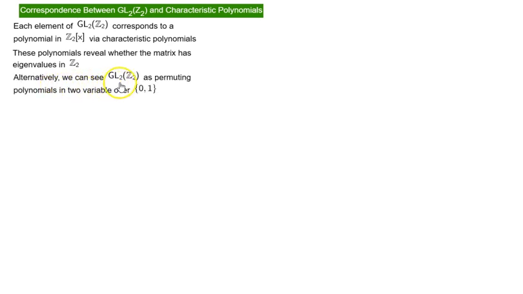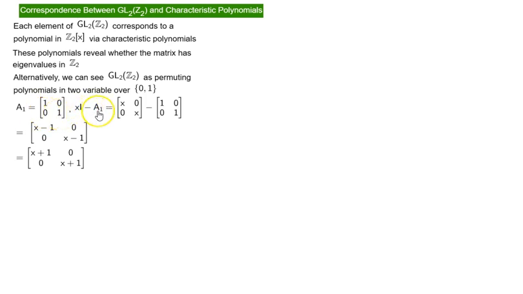Alternatively, we can see GL2 Z2 as permuting polynomials in two variables over 0, 1. So what this means, let's try to understand this. Now, in the previous session, we have already seen what the various invertible matrices over 0, 1 are. So A1 is equal to 1, 0, 0, 1.